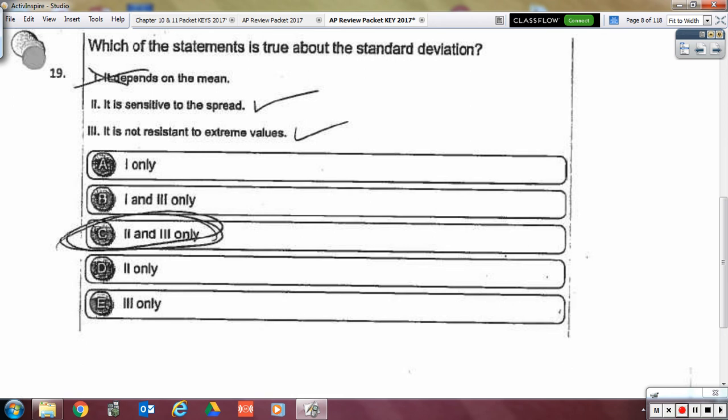Which of these statements is true about standard deviation? And it is sensitive to spread. I mean, it is the spread. And so it is not resistant. It is affected by extreme values. Okay, although I'm wondering, why is 1 not a thing? Because if the mean changes and nothing else, I mean, I guess, I don't know. The other thing, I don't know.